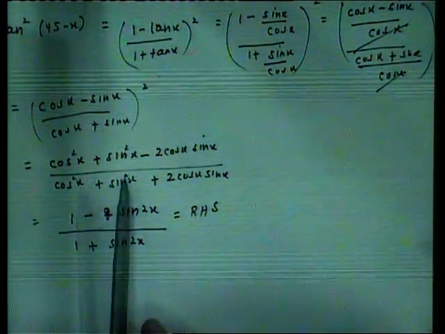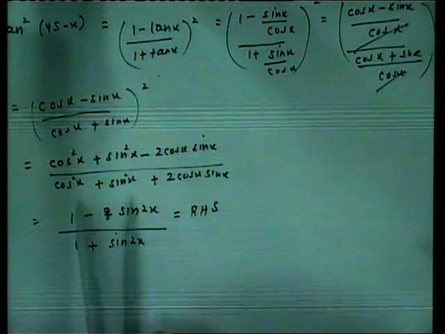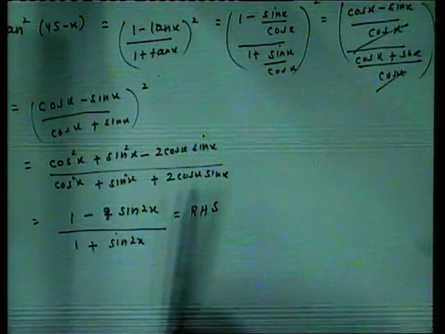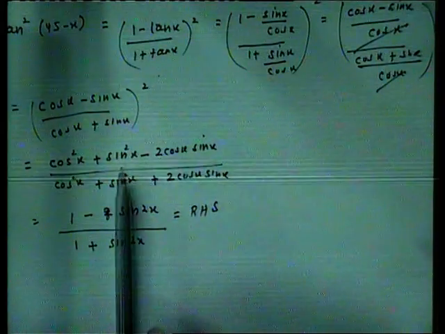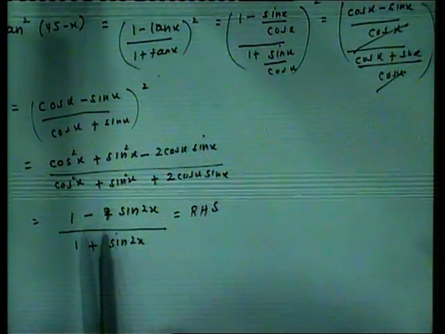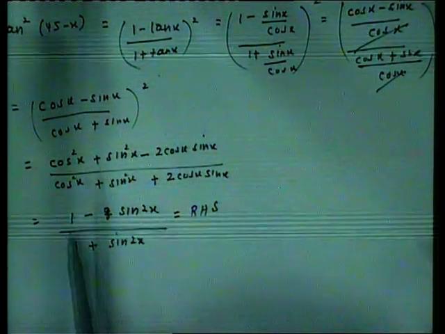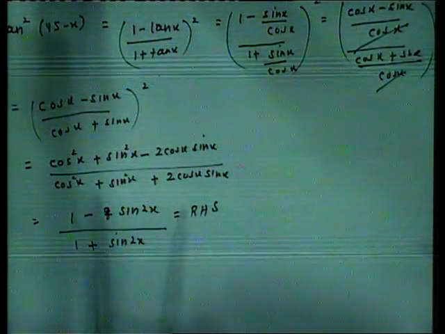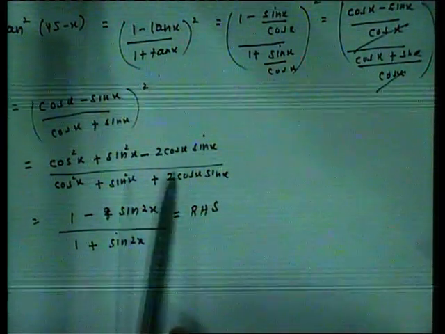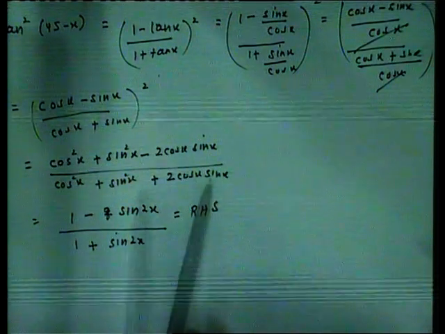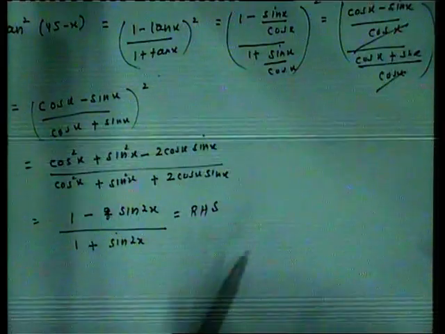cos square x plus sin square x minus 2 cos x sin x upon cos square x plus sin square x plus 2 cos x sin x. Now cos square x plus sin square x is equal to 1. So this is equal to 1 minus, now 2 cos x sin x is sin 2x, so this is equal to 1 minus sin 2x. Again in the denominator, cos square x plus sin square x is 1 and 2 cos x sin x is sin 2x. So this is 1 plus sin 2x, and this is what we want to prove. This is equal to the right hand side.